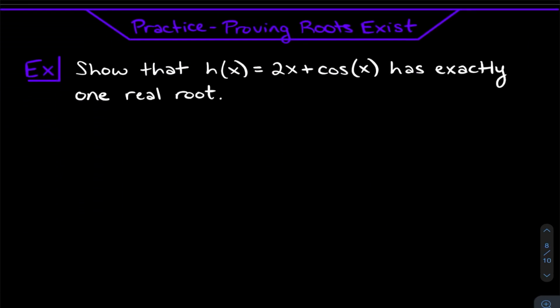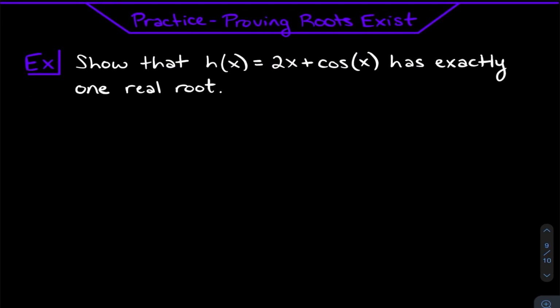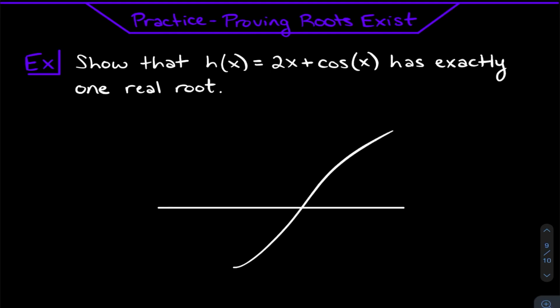So now we're going to move on to our last topic for this video, which is on proving that a certain number of roots exist for a specific function, right? We want to see, given a function, how many roots does it have? For this example, given 2x plus cosine x, we need to show that it has exactly one real root. Okay, we need to show that it crosses the x-axis one and only one time.